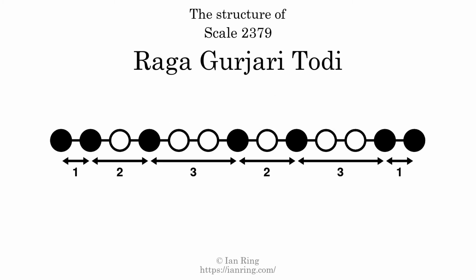The structure of a scale is a description of the interval distance between each successive tone. This scale has a structure of 1 2 3 2 3 1.